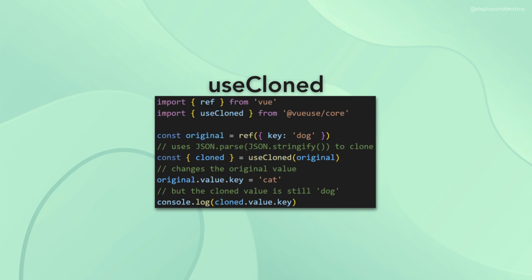Use cloned is a one-liner for deep cloning reactive objects. No more manual JSON parse, JSON stringify. Actually, use cloned uses that internally, so one-liner convenience.